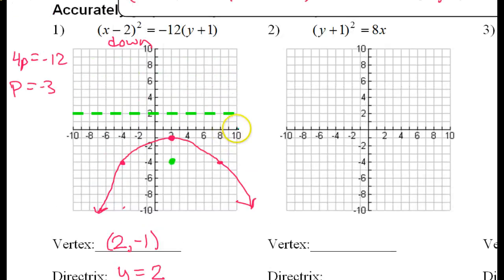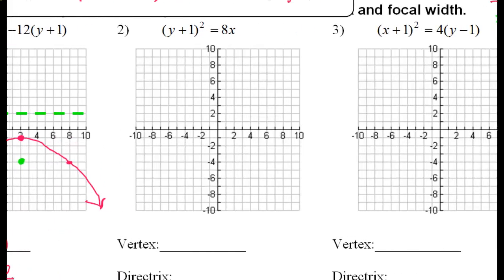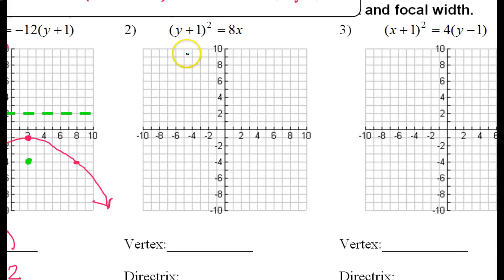Okay, so there is number 1. All right, the more I do, the faster I'm going to go, so try to keep up. So on problem number 2, first of all, is this up, down, left, or right? This one is to the right.